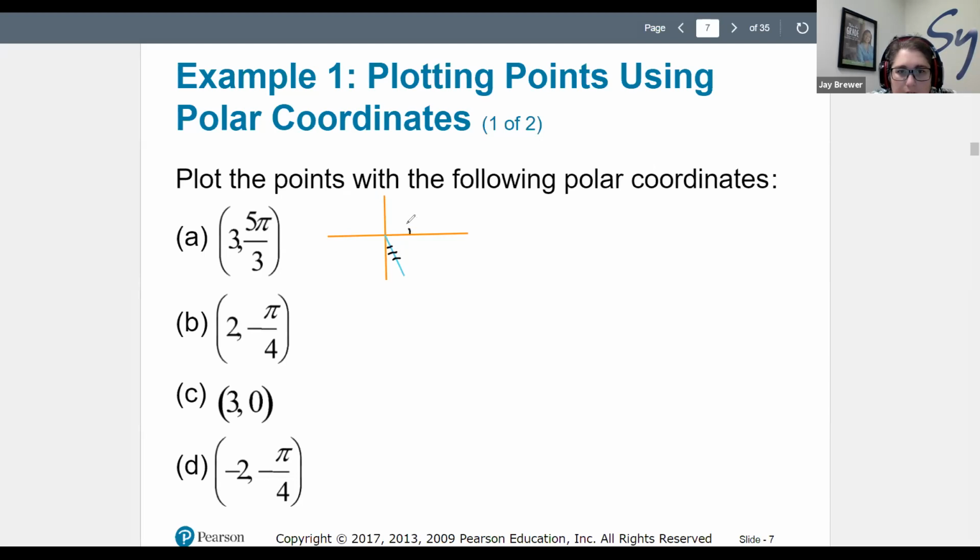So we go from 0 to your angle, and then we counted down 3. So that would be the point 3, 5 pi over 3.